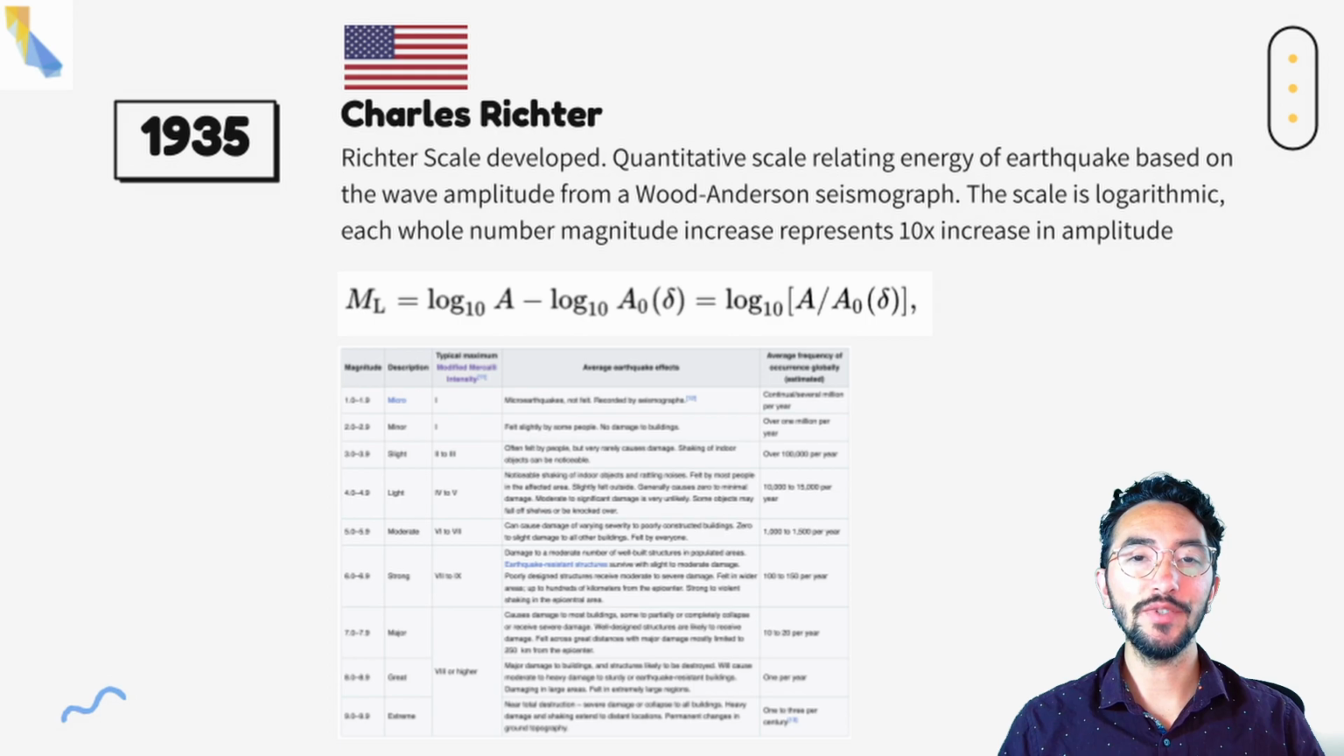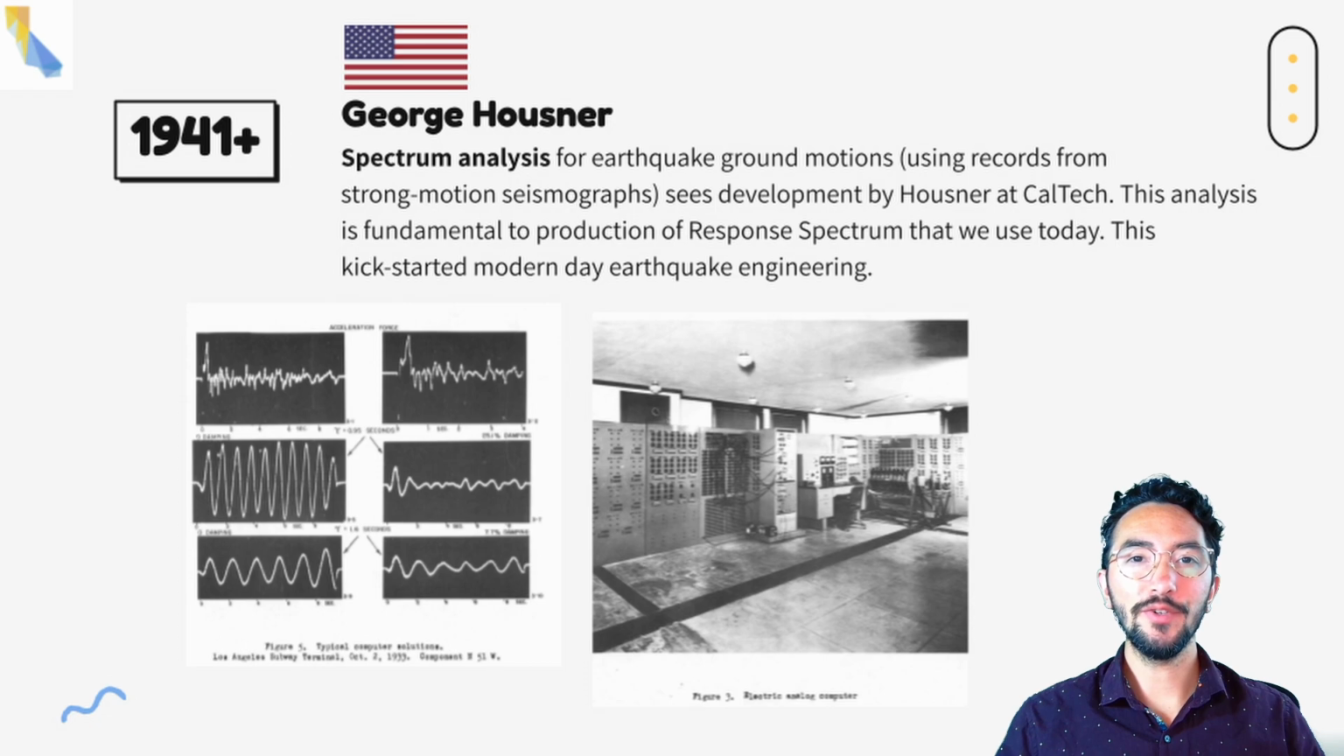In 1935, we got a quantitative scale that's still referenced today, and that is the Richter magnitude. So this is a quantitative scale, meaning it's taken off of a measurement that you would quantify somehow, specifically a Wood-Anderson seismograph: the maximum amplitude recorded from that seismograph, plug into this equation, and you get the Richter magnitude. This is logarithmic as well, so a magnitude 8 earthquake would have 10 times as much wave amplitude as a magnitude 7 earthquake. In 1941, George Housner at Caltech starts publishing calculations for analyzing ground motions.